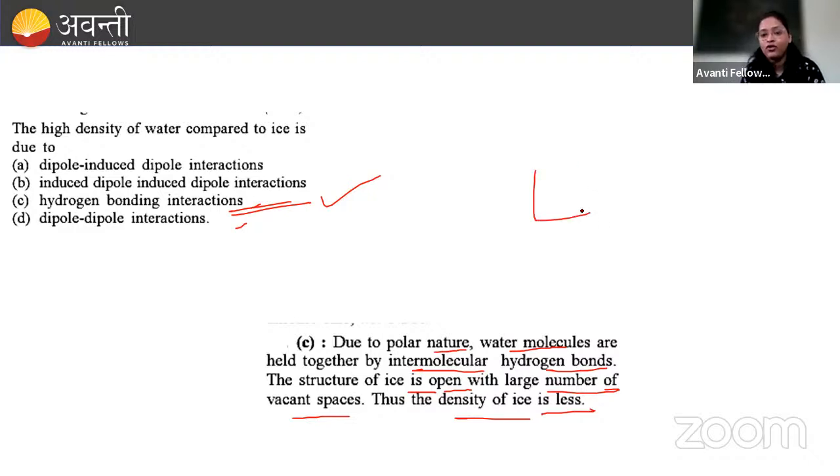So when you have a glass of water and you put ice into that, the ice floats on the water. Why is that happening? Because the density of ice is less, because of the presence of vacant spaces in the structure. But in water, there is high intermolecular hydrogen bonding. Each molecule is bound to another with hydrogen bonding, due to which its density is more as compared to ice, right? Yeah, next.